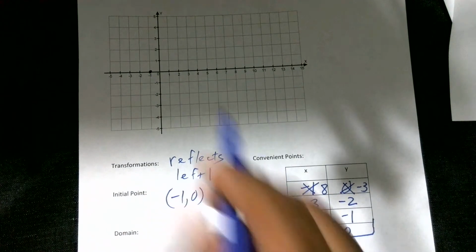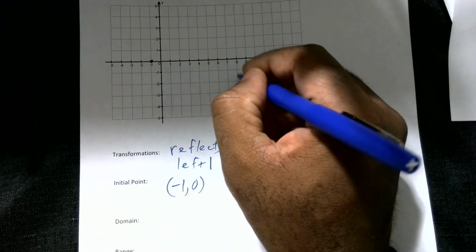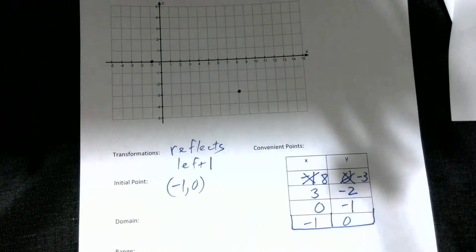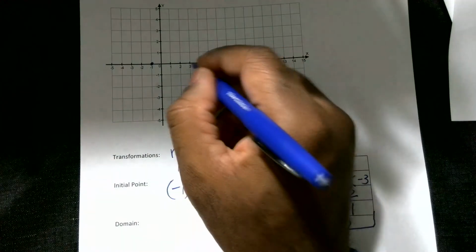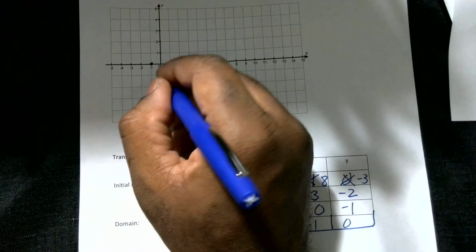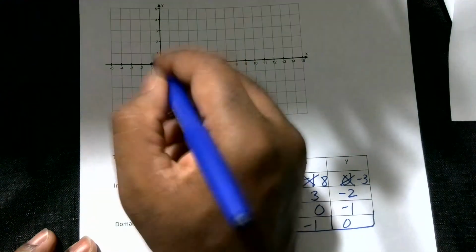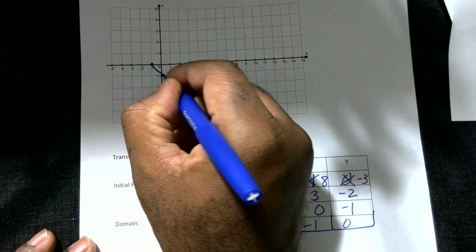All right, so now we can go here and graph. We would go 8 to negative 3, which would be here. Then we would do 3, negative 2. And then 0, negative 1. And we've already plotted (-1, 0). So we would connect these points.